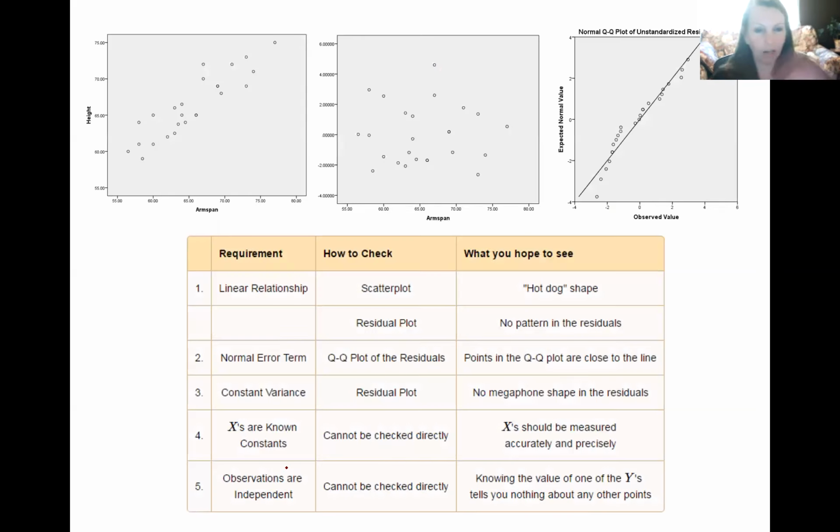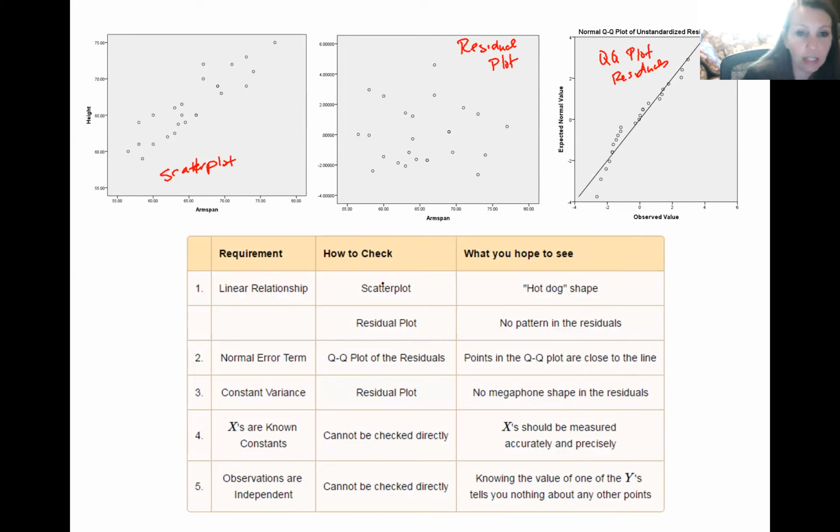Okay, so taking all those things into consideration, here are the 3 plots again. This is the original scatter plot. This one's the residual plot. And this one's the QQ plot of the residuals. And here are all of our requirements. If we look at all those 3 things together, it can help us.